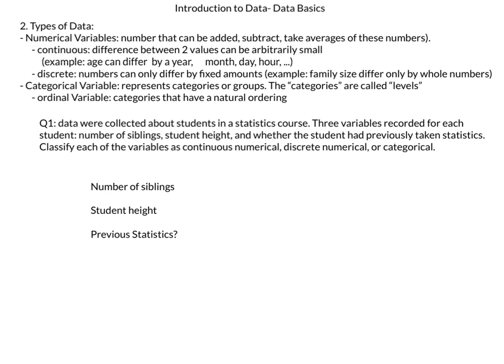So number of siblings. Well, that definitely is a number, so it's numerical. And in general, number of siblings is going to differ by a whole number because they're people, so these are discrete.